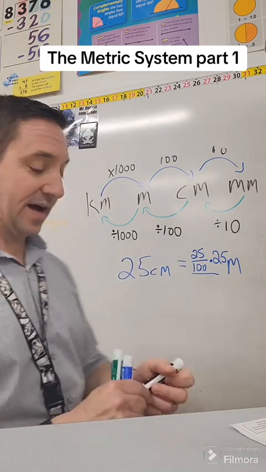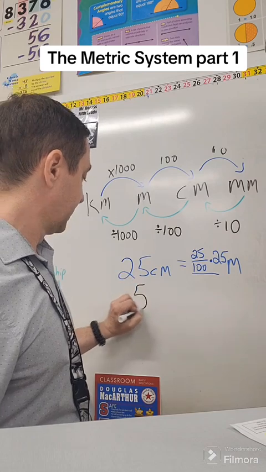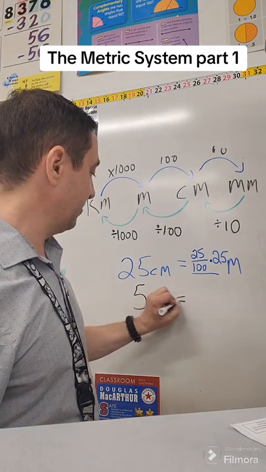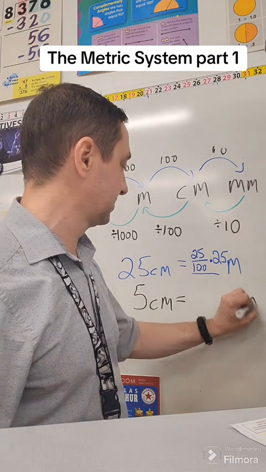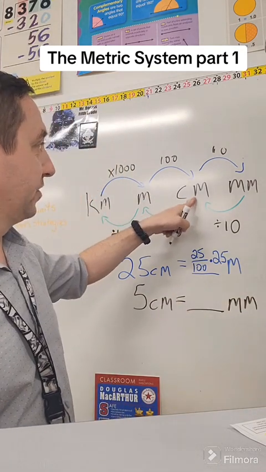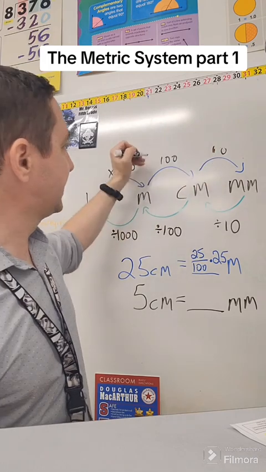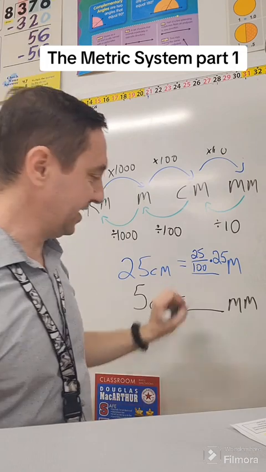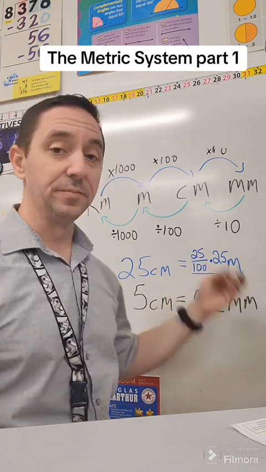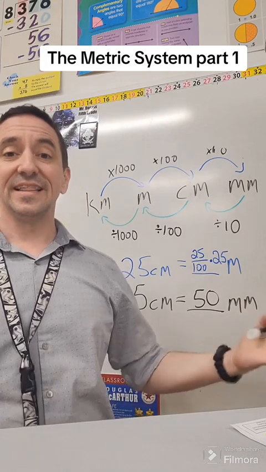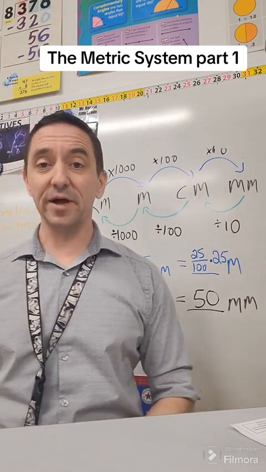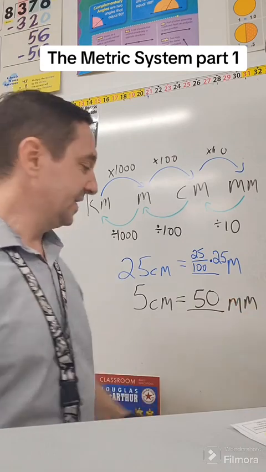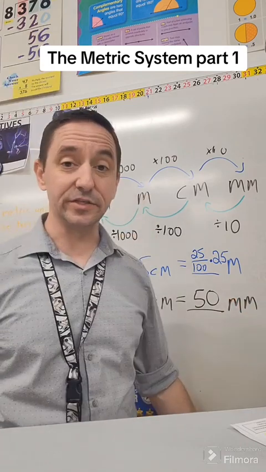You're going to go the other way. If I've got, I don't know, 5 centimeters, and I want to know how many millimeters that is, well, I'm going to look. It says times 10 to get to millimeters. Well, 5 centimeters times 10 is 50 millimeters. And boom, done. That easy. Not so bad. Multiplying and dividing by 10 is one of the simplest ways to do it.